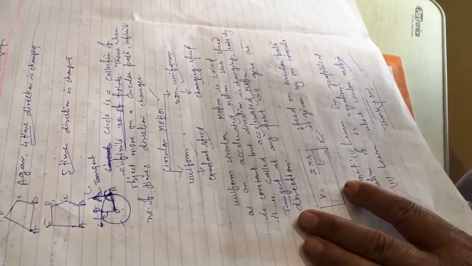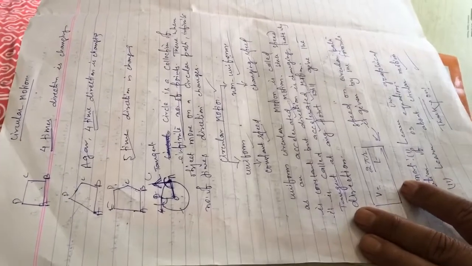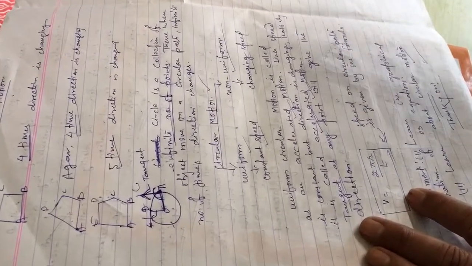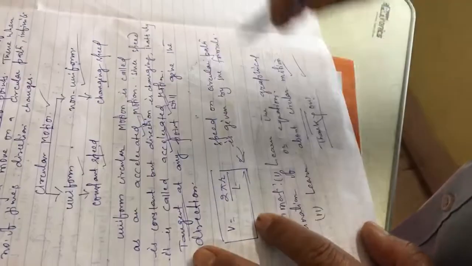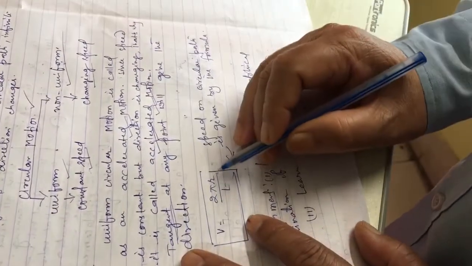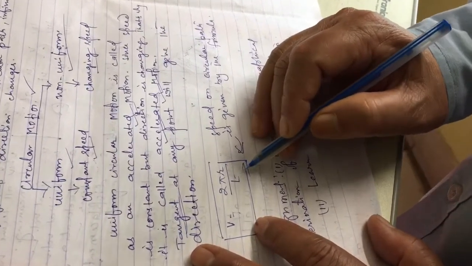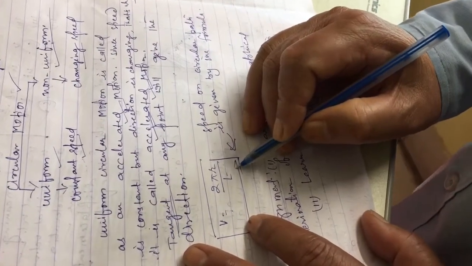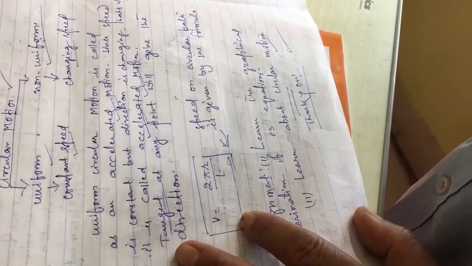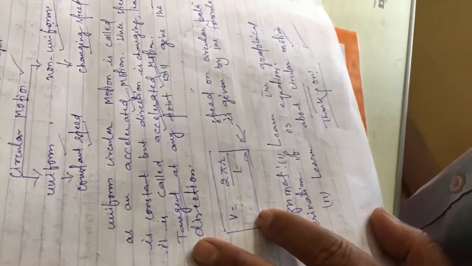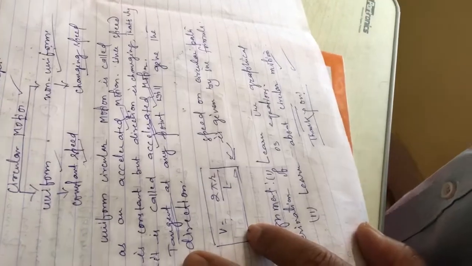Last is that while any object moves on a circular path, what is the speed? You know that speed is equal to distance upon time. But in a circular path, what is the distance? Distance is what? 2 pi r. So speed is equal to 2 pi r upon t. Got it, children? So this is about the three equations, their graphical derivations and circular motion.